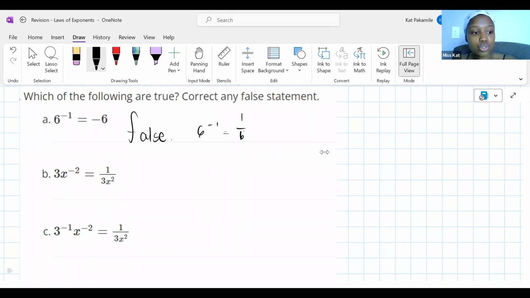Amasa says true, Chichi says false. What does everyone think, guys? It's quite a lot of us in here. We have true, false, false, true. Ooh, it's like a mixed bag of responses. Remember, guys, remember to first identify who this exponent belongs to. Does this exponent belong to the whole 3 and the x, or does it just belong to the x?